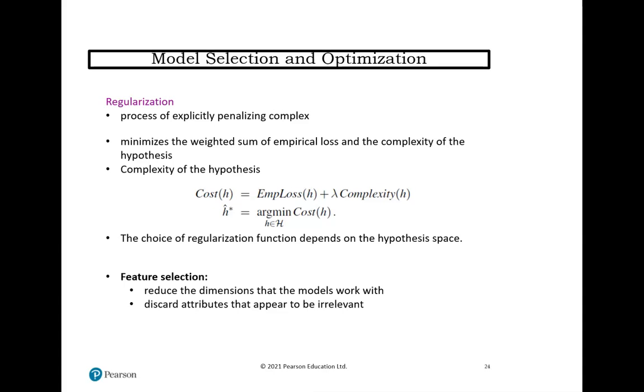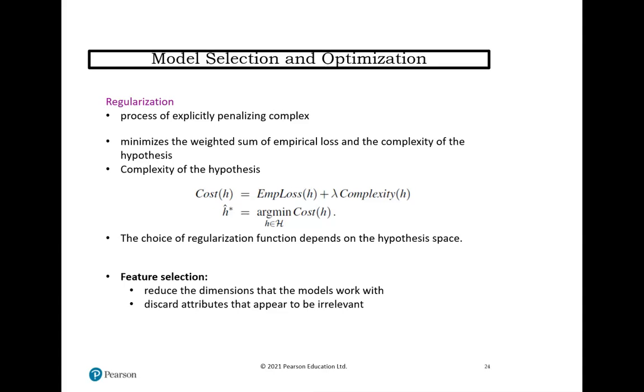So we reach now in model selection a very important topic called regularization. Regularization in machine learning is very important because it prevents overfitting essentially to the training data. So we want to be able to penalize models that are too complex. Any model with too many parameters is probably going to overfit the training data and it's not going to generalize well on new data.